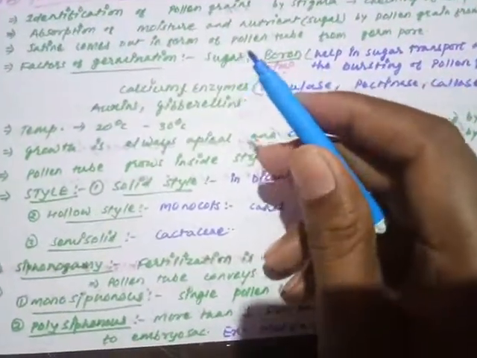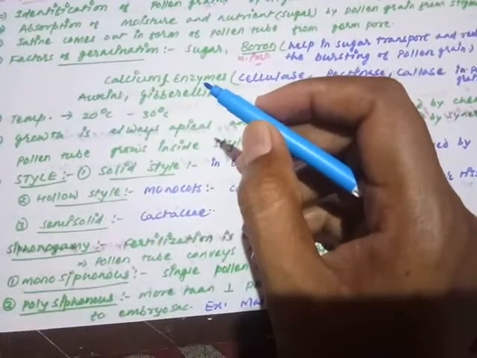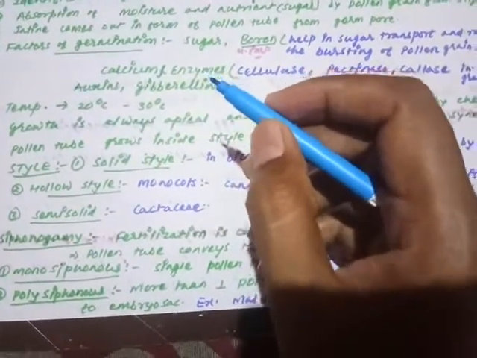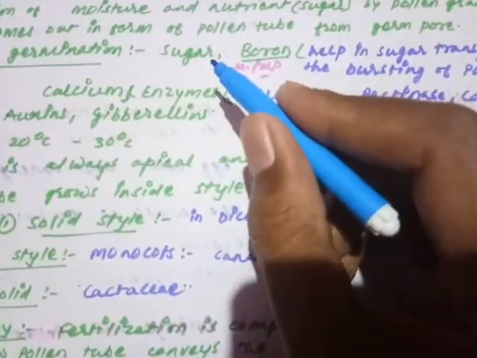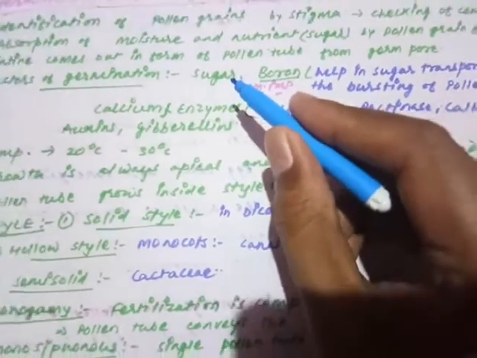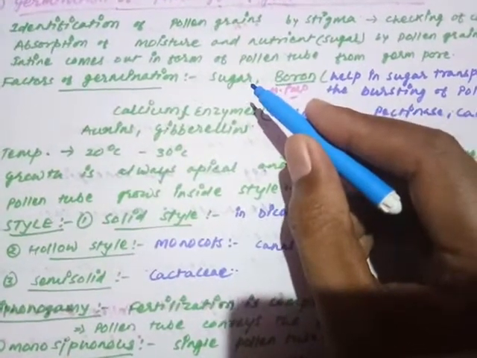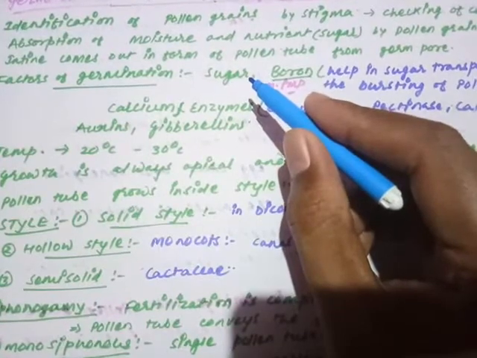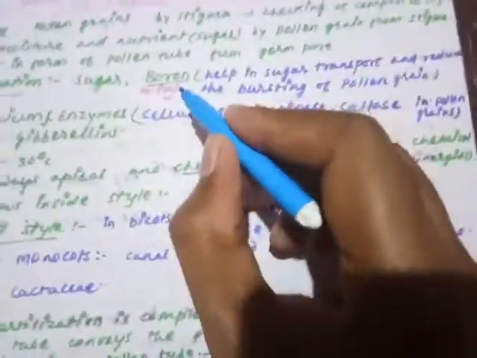So what are the factors which determine the process of germination or pollen tube growth? I'm going to list them one by one. First of all, the first factor required for germination is sugar. As we have seen, sugar is used as the nutrient for the purpose of pollen tube growth. The second one is very important.